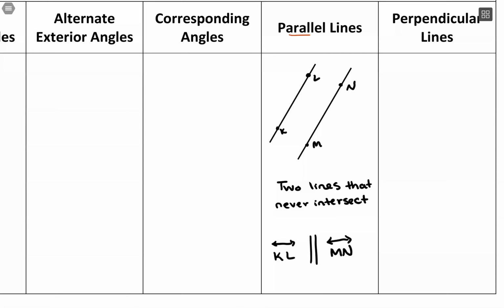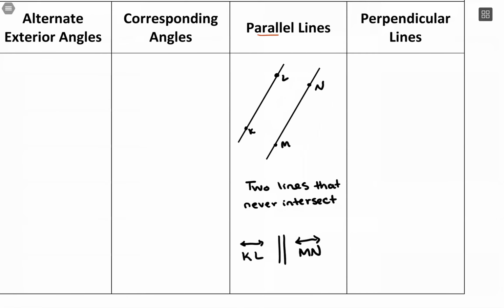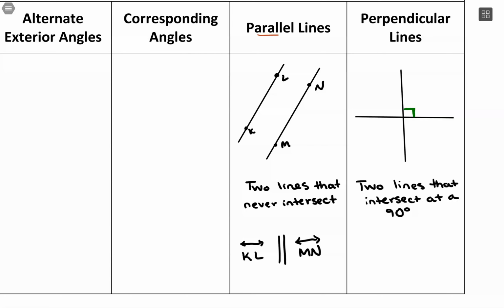Another way that two lines can work together is perpendicular lines. It's when you have two lines that intersect with each other. When they intersect, they make a perfect 90-degree angle. So this would be two lines that intersect at a 90-degree angle.